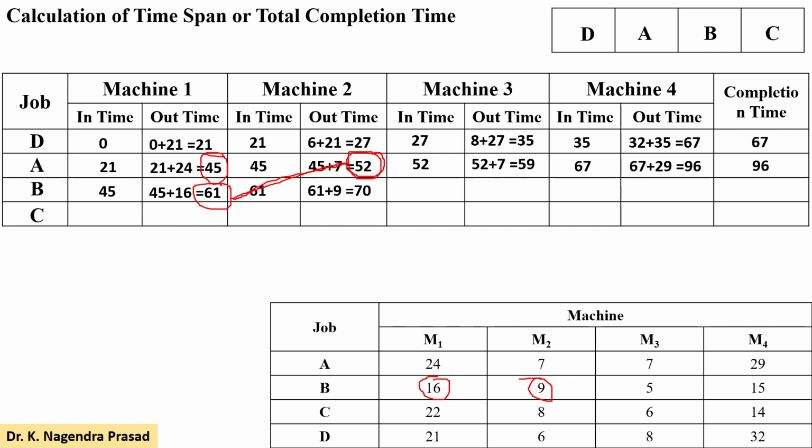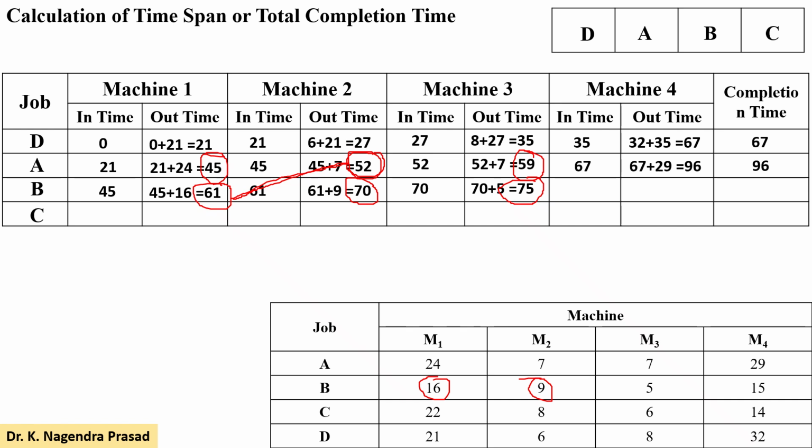So next, job B has to be moved to machine 3. Machine 3 is free after 59 hours, but job B is engaged with machine 2 up to 70 hours. So after 70 hours only job B will be moved on machine 3. So in time for job B on machine 3 is 70, and the processing time is 5. So 70 plus 5 is equal to 75. And next, after 75 hours job B is free.